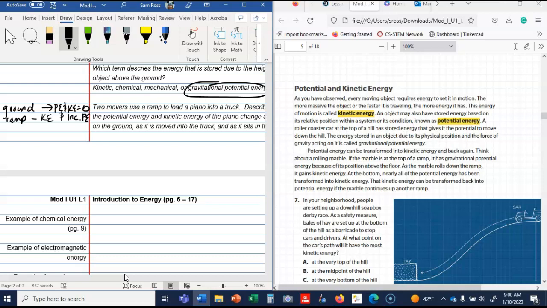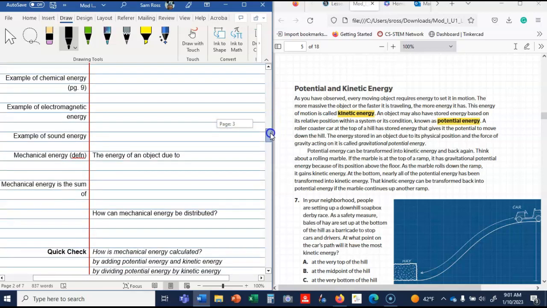And when the piano is in the truck, the kinetic energy is actually 0 because it's not moving, but the potential energy is greater than when it's on the ground because it's at the truck height. So I'm hoping that that makes sense. If it doesn't, please let me know and I will explain further.